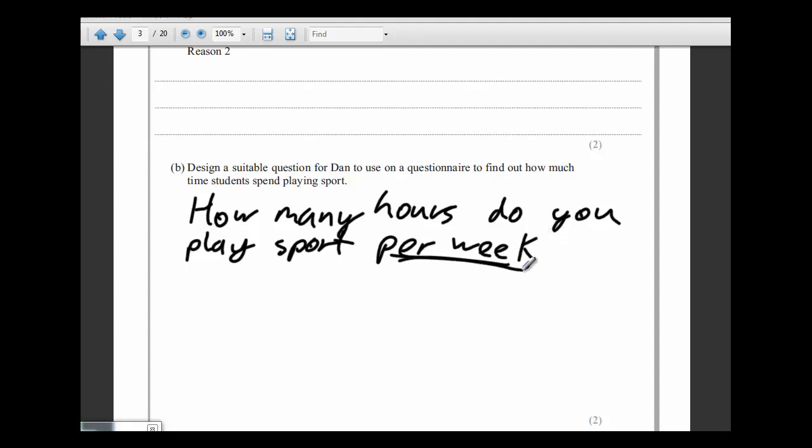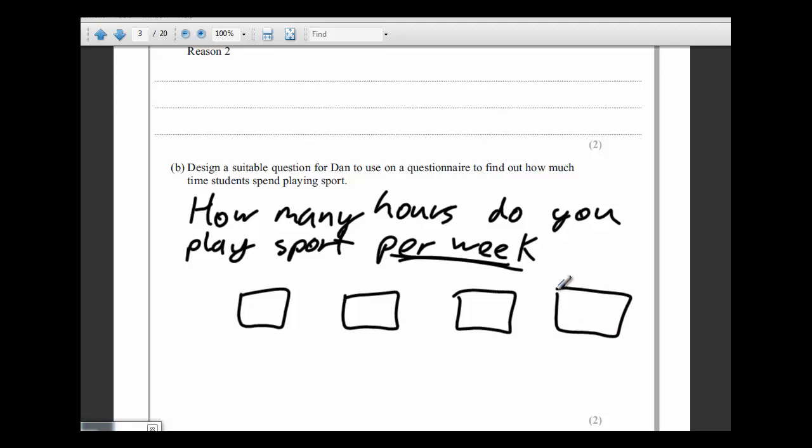Now for this kind of question we want some answers. So we need at least 3 boxes. We can always use more, that's fine. And they must not overlap. So the first one might be 0 to 2 hours, 3 to 5 hours, 6 to 8 hours, 9 or more hours.